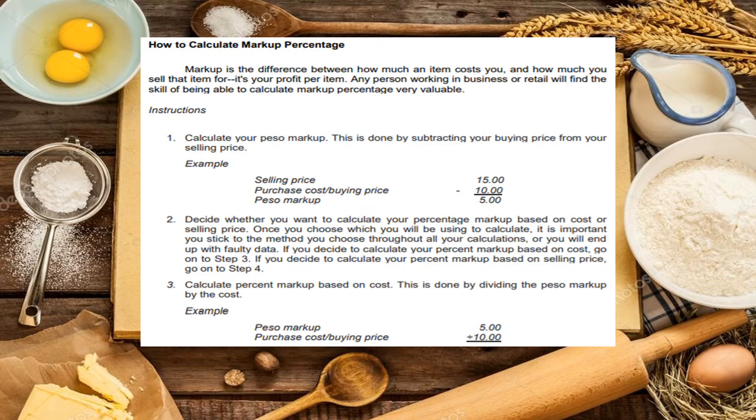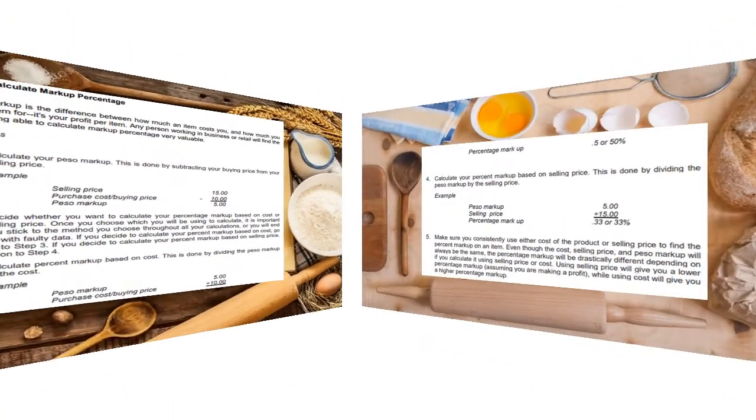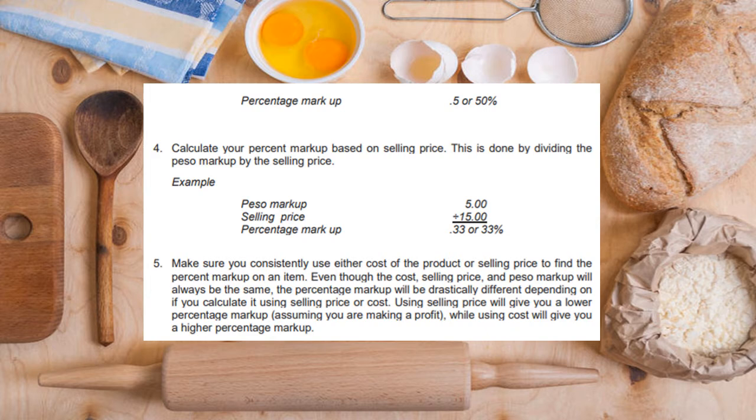Okay, calculate percent markup based on cost. This is done by dividing the peso markup by the cost. Example, peso markup, your profit, is 5. Purchase or buying cost is 10. Then percentage markup is 0.5 or 50%.